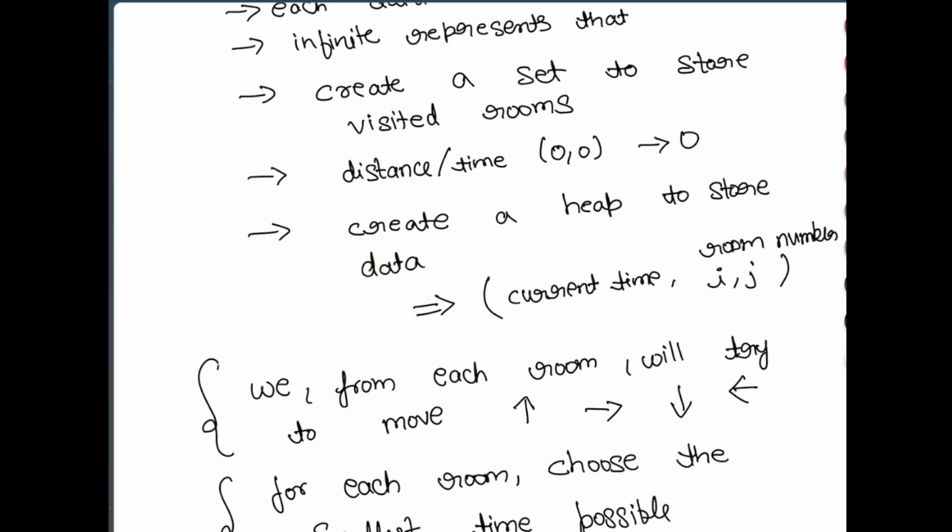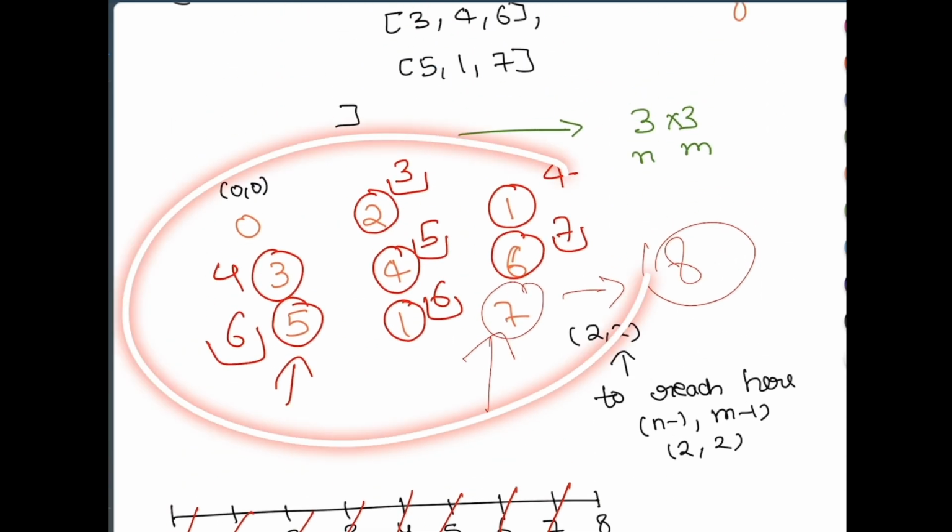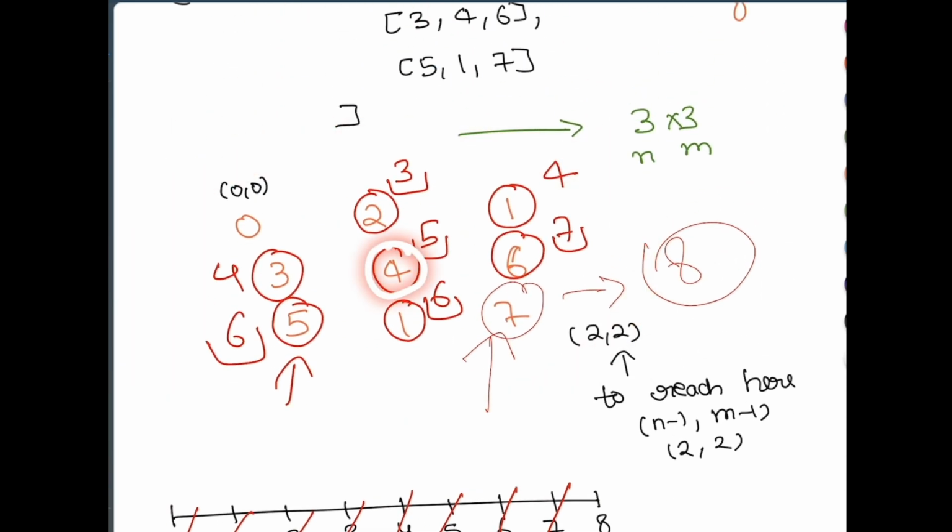Now from each room, we will try to move up, that is the room above, or down, that is the room below, or right or left. That is, if you represent your rooms as a graph, then from any point or any room, you can go vertically or horizontally, right? So vertically you can move up and down, horizontally you can move left and right, right?